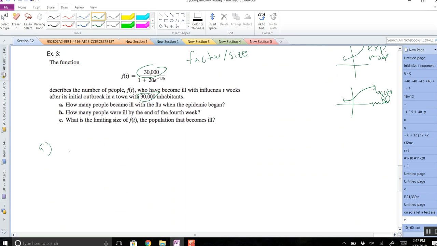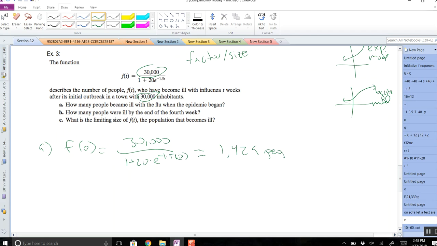So for part A, you're asked to find how many people were infected with the flu when the epidemic began. Let's say this is for Menlo Park. Menlo Park's got about 30,000 people. You're just going to straight up plug in 0 for T and figure out what you get. And if you do that and work it out, you should get about 1,429 people.